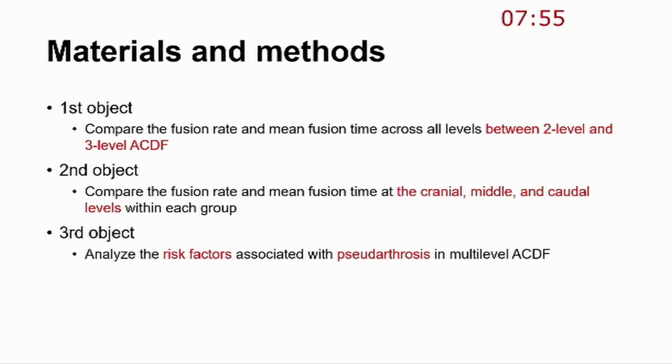So my topic focuses on three objectives. The first objective is to compare the fusion rate and mean fusion time across all levels between 2-level and 3-level ACDF. The second objective is to compare the fusion rate and mean fusion time at the cranial, middle, and caudal levels within each group. And the third objective is to analyze the risk factors associated with pseudoarthrosis in multi-level ACDF.